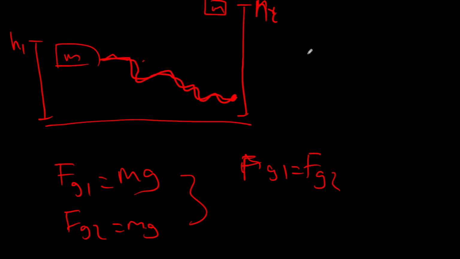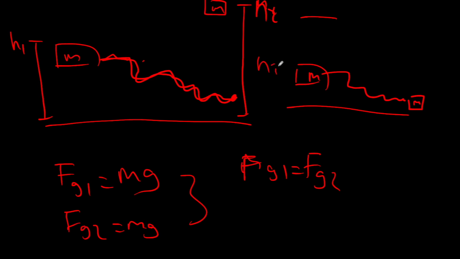And same thing with gravitational potential energy. Let's say here is the object. It does not matter which way it goes, but it does matter where the object's position is, whether it is at h1 or at h2. So this energy, gravitational potential energy, does not depend on the path but on its position.